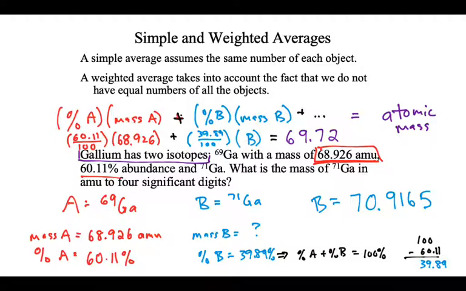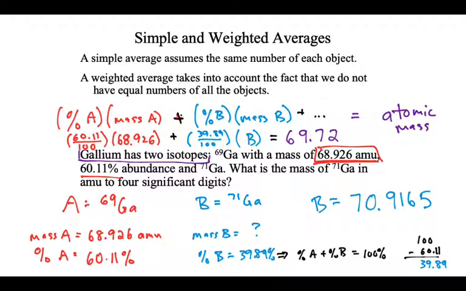Gallium-69 had a mass of what? 68.926. So darn close, right? But a little bit under. What do you think the mass for B should be? Darn close to 71, right? But a little bit under. Ballpark, that looks reasonable.